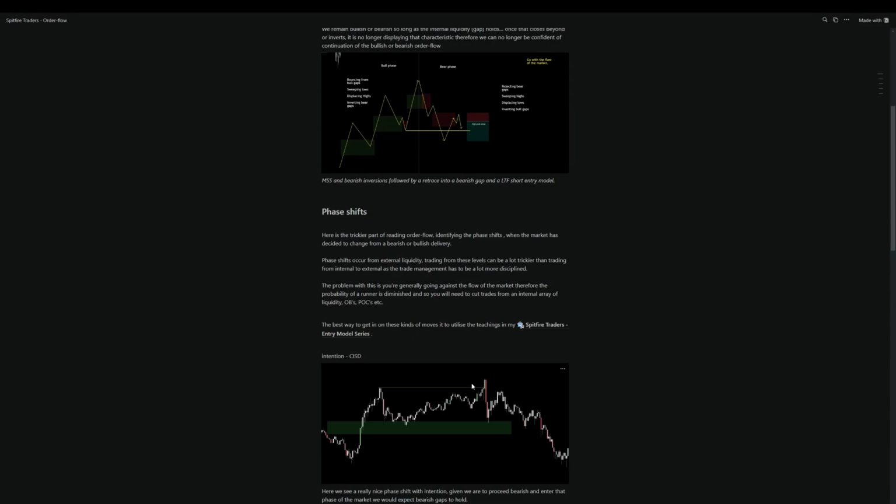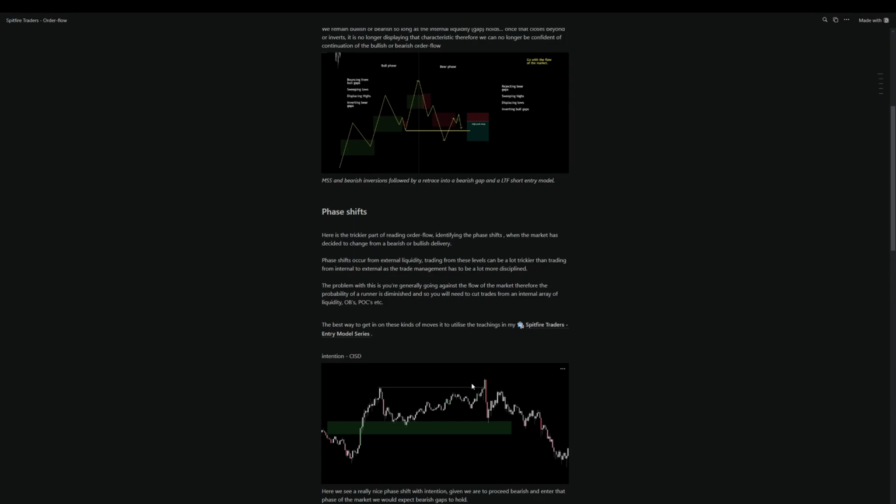So you have to be a lot more disciplined, and the probability of your runners is heavily diminished. So you need to cut your trades from an internal array of liquidity, order blocks, point of control, volume areas, breaker blocks, whatever. Okay, so you have to have that discipline, and you have to cut them sooner, right? So the best way to get in on these is utilize my teachings in my previous educational, which was entry models.